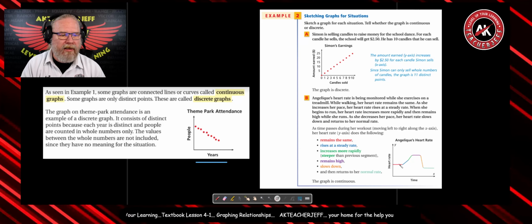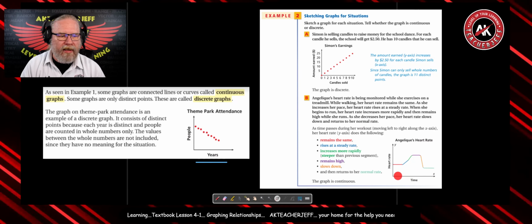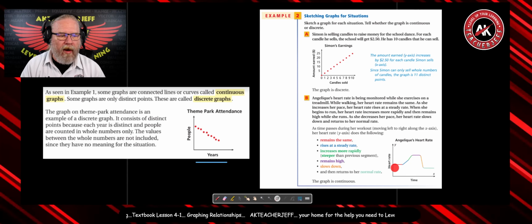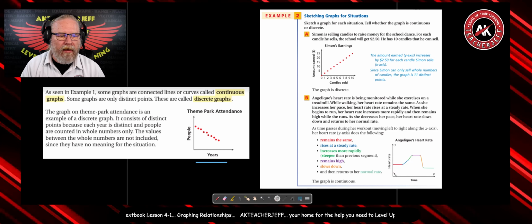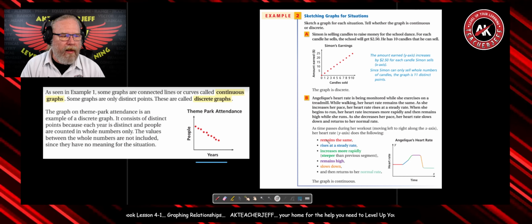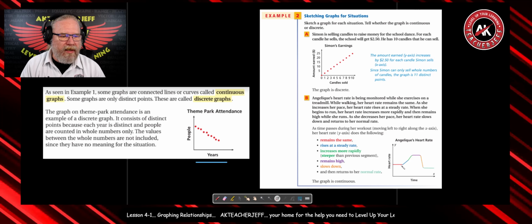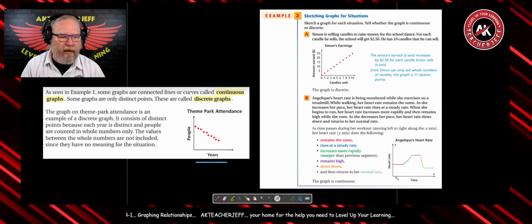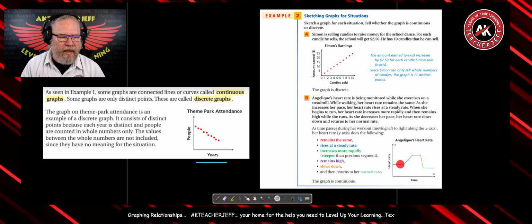So as time passes during her workout, that is our x-axis here. Look, they've even labeled them for us, x-axis and y-axis. And our y-axis represents the value of the heart rate. So remains the same is the red. See the red here and the red here. So remains the same, it's going to be horizontal. As time passes, it's going to stay the same.